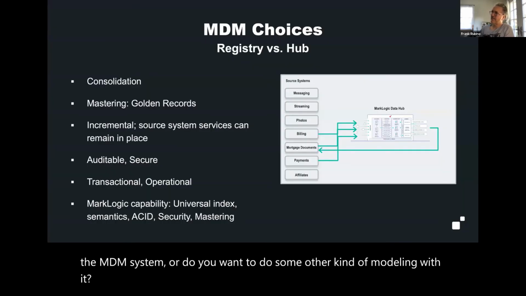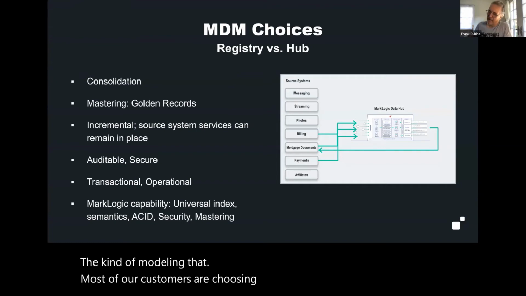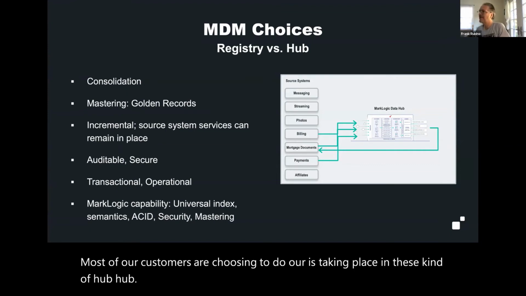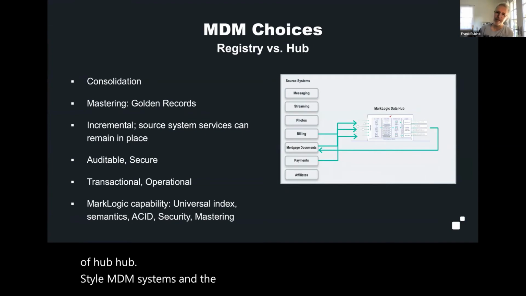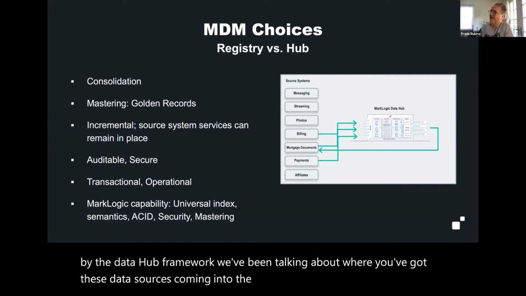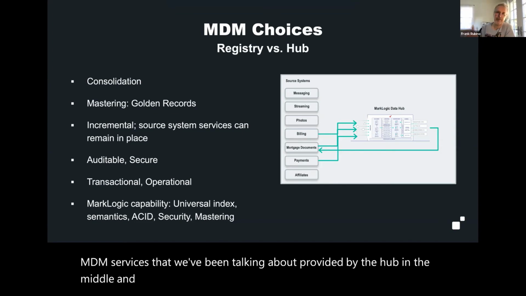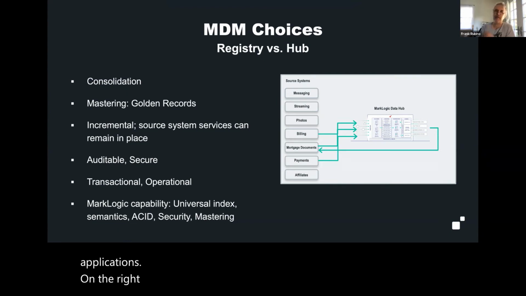And the kind of modeling that most of our customers are choosing to do is taking place in these hub style MDM systems. And the hub style system is very much what's enabled by the data hub framework we've been talking about, where you've got these data sources coming in on the left, and you've got all the MDM services that we've been talking about provided by the hub in the middle. And then you've got your consuming APIs or consuming applications on the right side, reaping the benefits of all that work done in the hub.